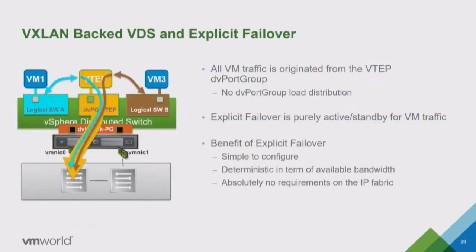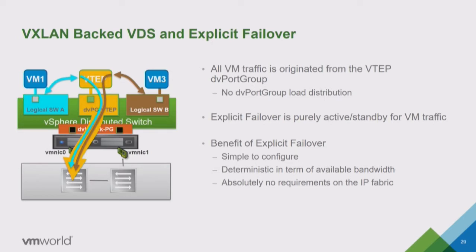Now, we mix that up with VXLAN because we want to take advantage of the VXLAN. So we want to know how the decision that we are going to make around the uplink connectivity is going to affect my VXLAN. So, if we use explicit failover, the benefit is obviously it's very simple to configure. No dependency on the physical network infrastructure. One active, one standby. Not too much to say about it. No requirements from the physical fabric. And the load distribution, there is no load distribution. Always goes through the active one.